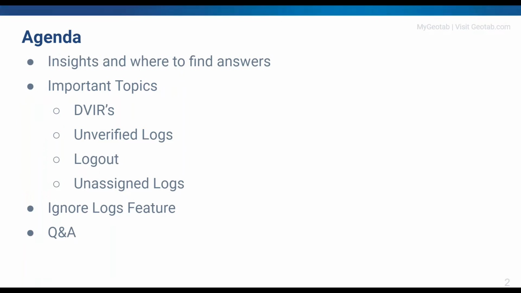Then in terms of the important things that I thought about while everyone is working right now, I want to make sure that we focus in on a few specific topics. So DVIRs, unverified logs, making sure people are logging out correctly, and unassigned logs. The reason I wanted to focus on those four things is to make sure that you don't end up with issues later on down the line if we were starting to ignore those.